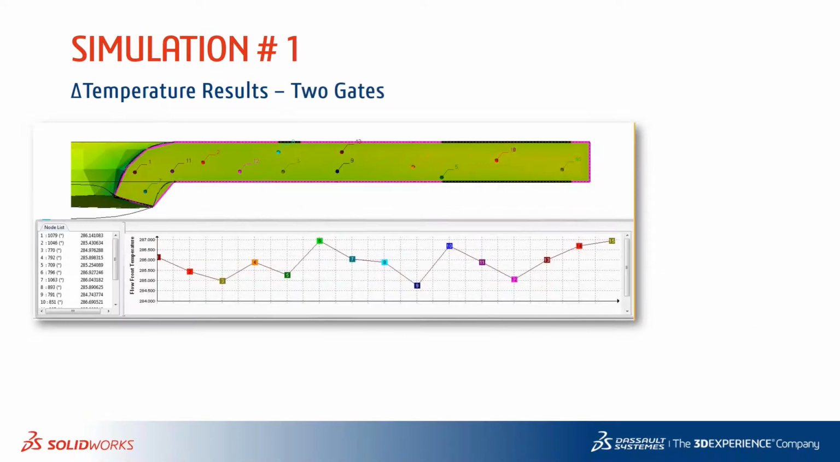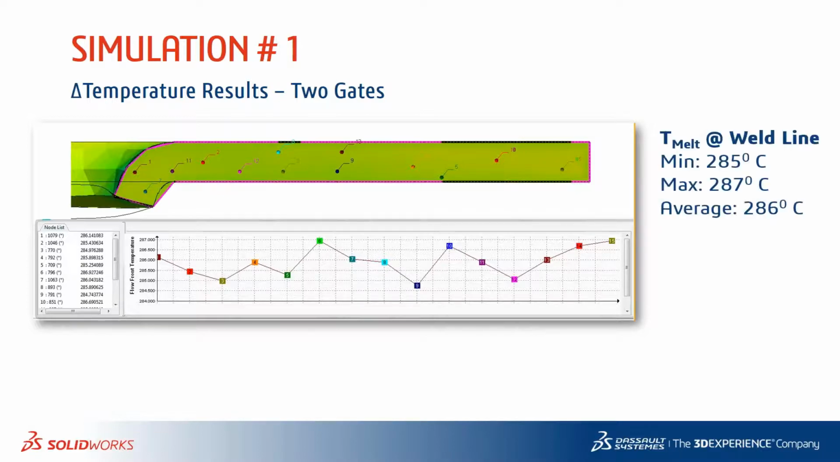Now, the same scenario with the two gating option, with the same probing of the cross-section of the part where the weld line forms. If we compare the temperatures, it averages about 286 degrees Celsius, which is really close to the melt temperature at the gate. So that gives us a delta temperature of about 4 degrees Celsius, which is really what we want. So there is an advantage in terms of gating: you can have multiple gates. It can produce more weld lines, but the integrity of the weld lines can be much better compared to a single gating option.